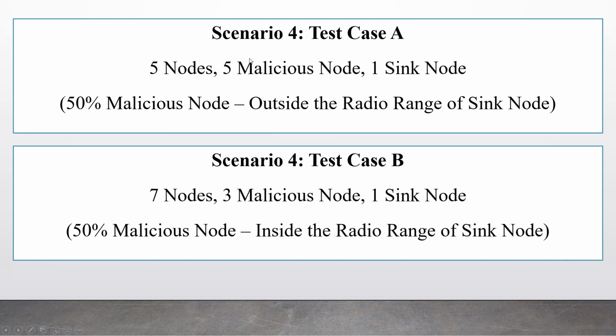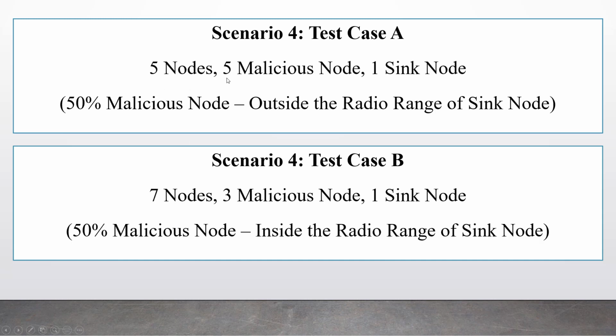Now, let me go to scenario 4. In scenario 4, I'm going to have again two test cases. Here we are increasing the malicious nodes to 50%. That means 5 nodes are legitimate and 5 nodes are malicious, and we are going to have one sync node. So 50% of the nodes are malicious here. The same thing in the second case also.